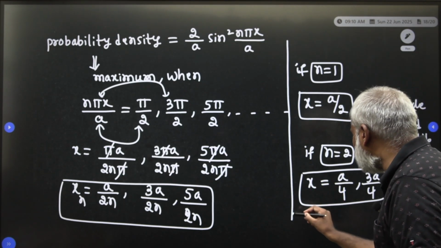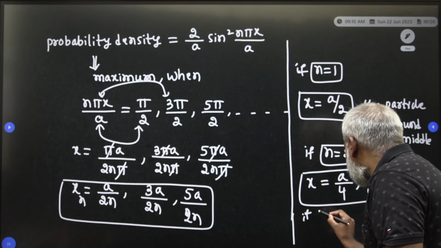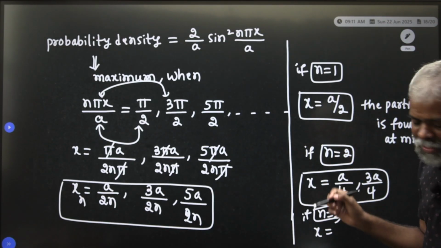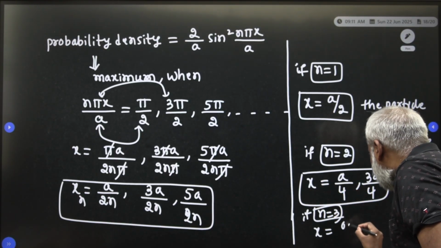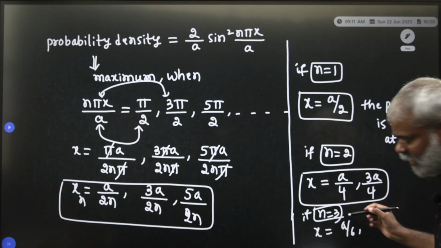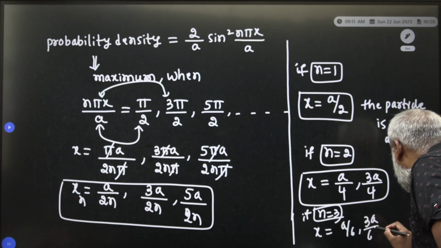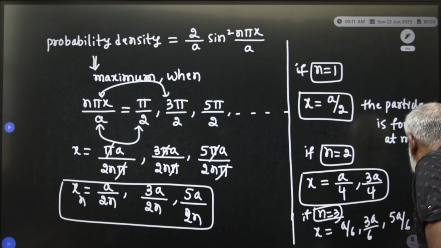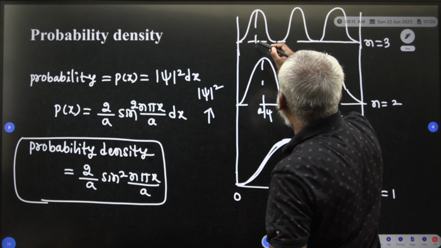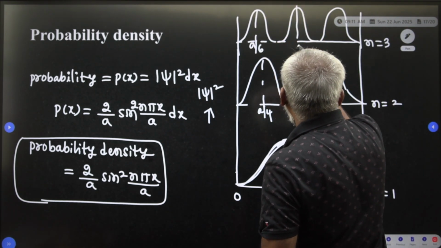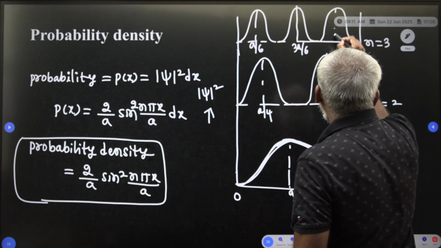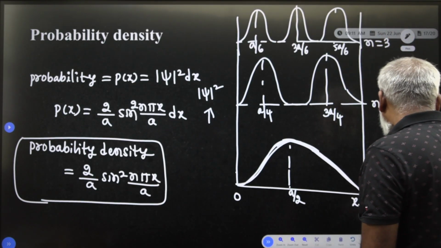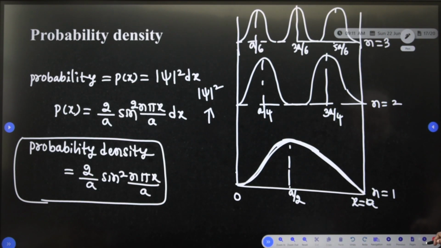Similarly, if n is equal to 3, the particle is found at a/6, 3a/6, and 5a/6. That is, the particle is found in three places. So the particle is found at different places for different quantum numbers.